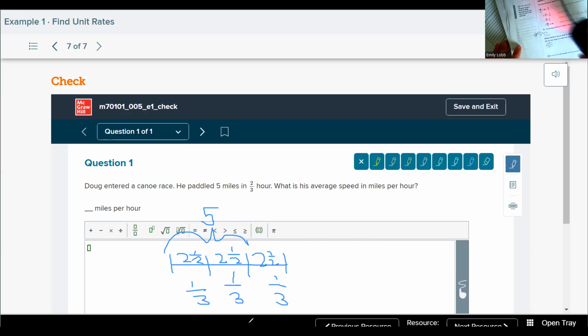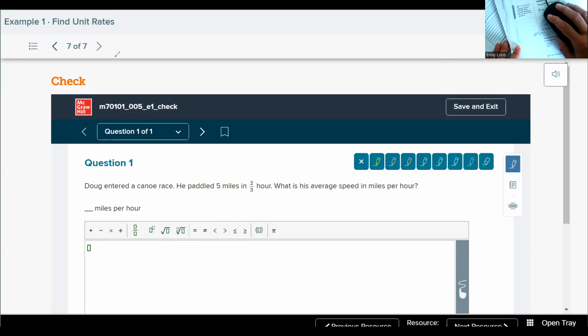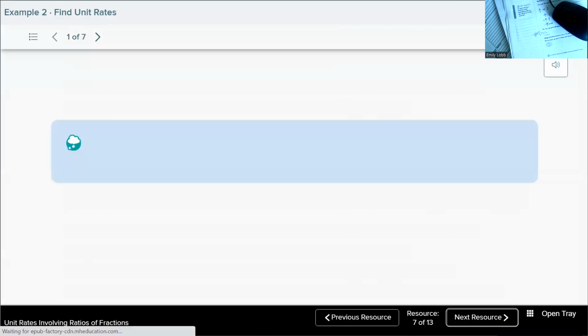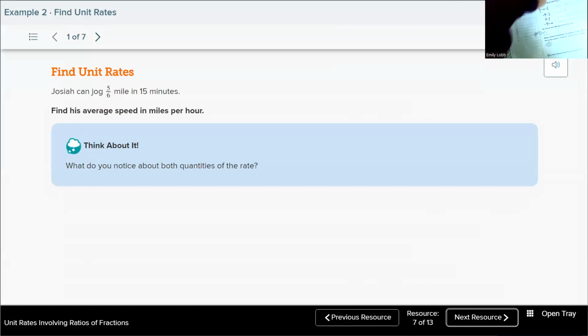And would you stay there on page 6 with me for just a moment? Because I'm going to go ahead and switch to our next resource, which I'm hoping is another, oh, no, we're not doing another example yet. So go ahead and flip over to find example 2 on page 7 in our packet. Page 7, it says Josiah can jog 5/6 of a mile in 15 minutes. Find his average speed in miles per hour.